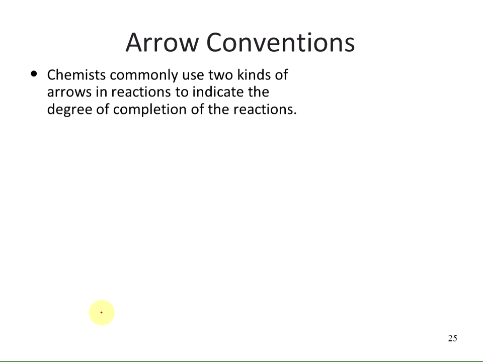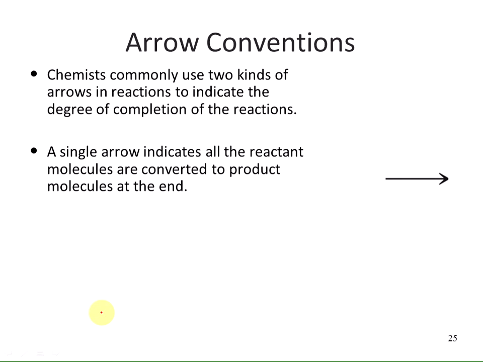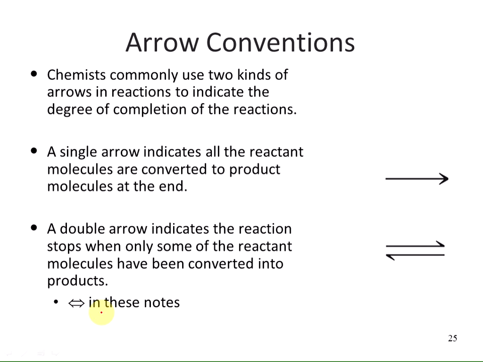Let's just make sure we discuss some arrow conventions. Chemists commonly use two kinds of arrows in reactions to indicate the degree of completion of the reaction. A single arrow indicates all the reactant molecules are converted to product molecules at the end. A double arrow indicates that the reaction stops when only some of the reactant molecules have been converted into products. So remember, we use these double-ended arrows for equilibria reactions. Now again, in these notes I've got the funny little double-ended arrows like this because PowerPoint does not have this built in, and it's a little bit more difficult to draw, so I'm just using this as a shortcut to represent these double-ended arrows.